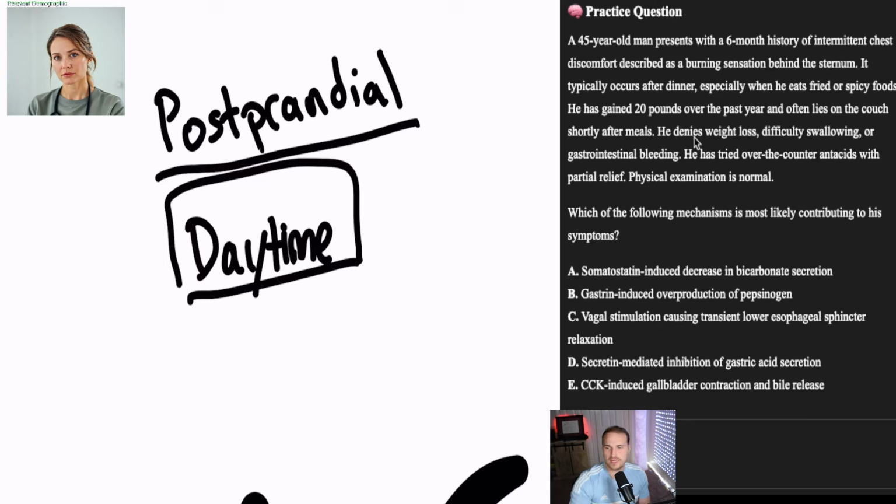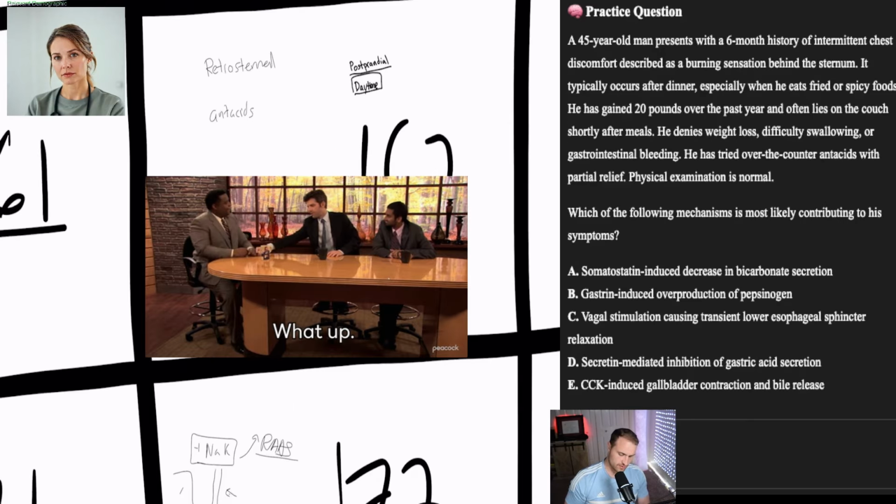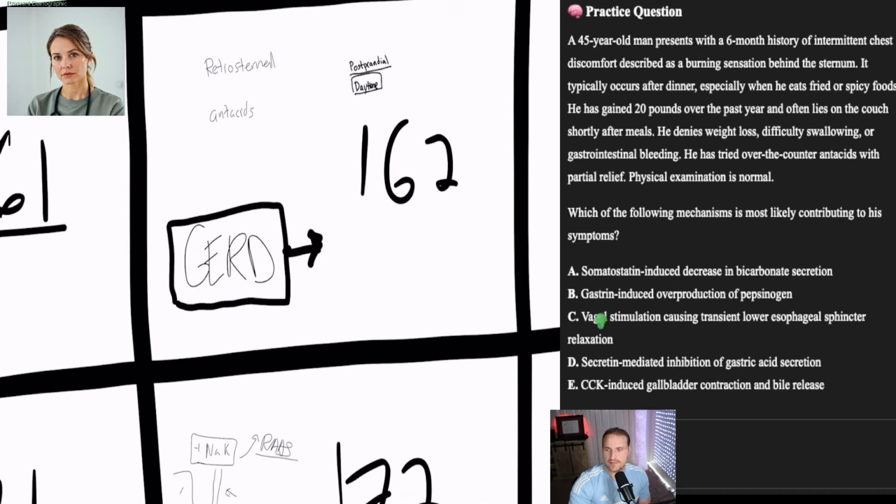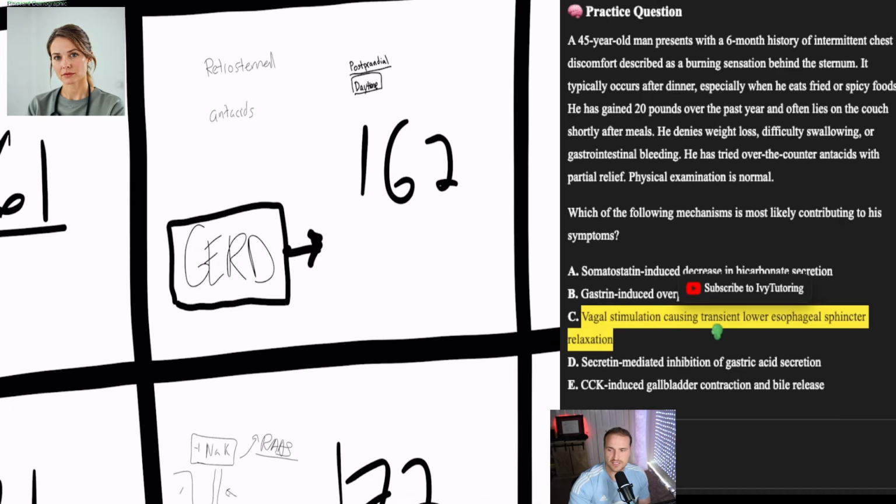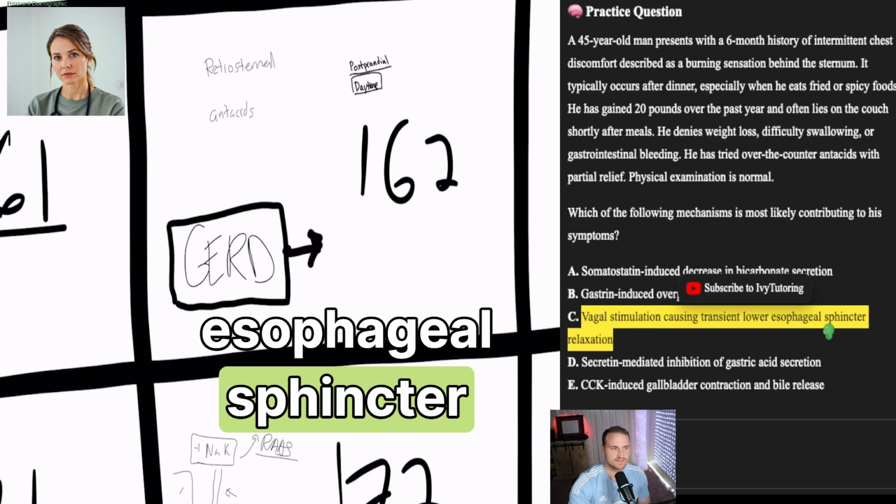And so we should have a differential diagnosis list, and one of the top differentials should be gastroesophageal reflux disease, GERD. You heard it here with GERD. Just kidding, that's a Parks and Rec quote. But this is GERD, and so the answer is going to be vagal stimulation causing transient lower esophageal sphincter relaxation.